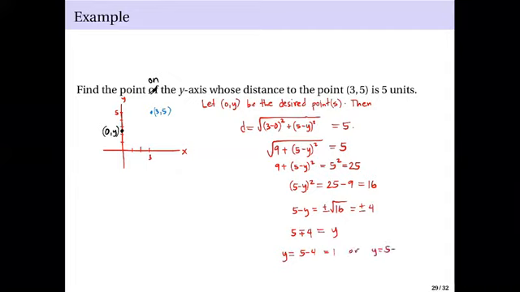Therefore, the desired points are 0, 1, and 0, 9. So this point here should be on this part. Okay? So let us move that point.